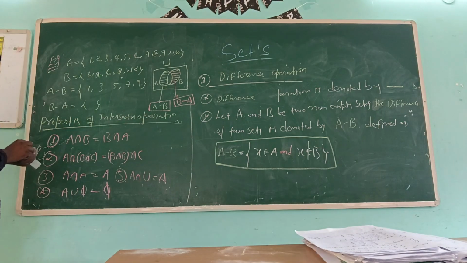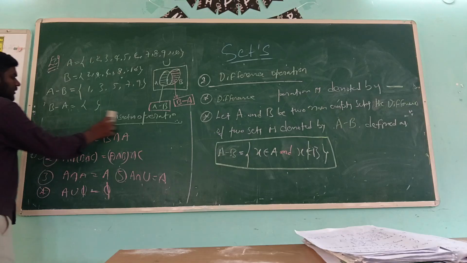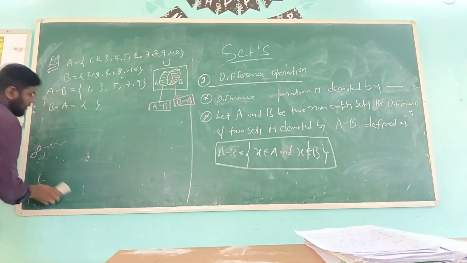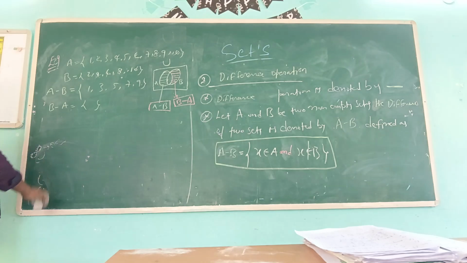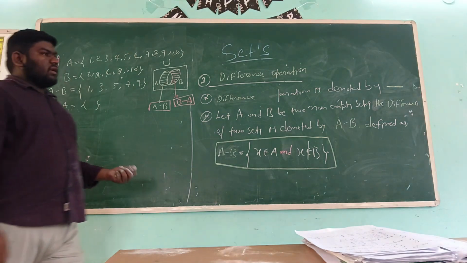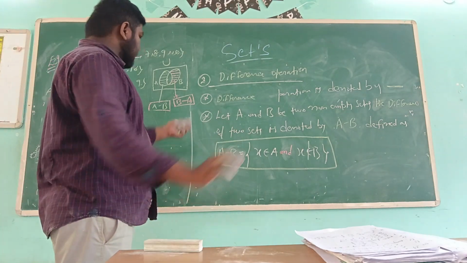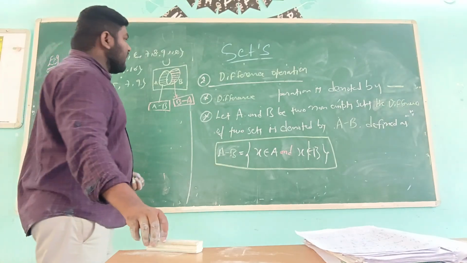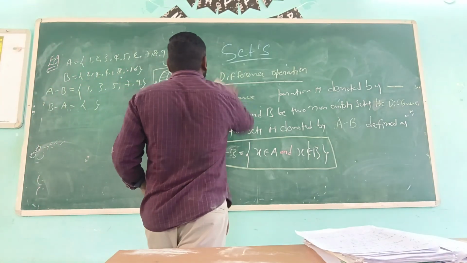There are no properties here. Understood? There are no properties of difference on sets. This is called the difference on sets. Understood? Now you will get clarity about the types of sets and operations on sets. Then one more type is called complement on sets. Understood? Last and final.